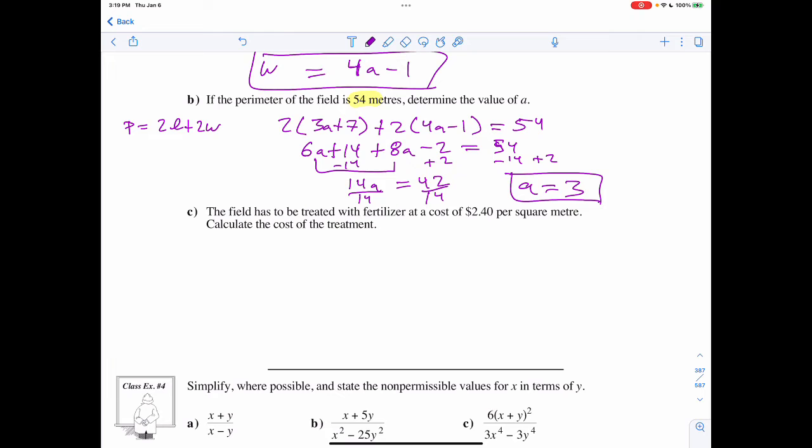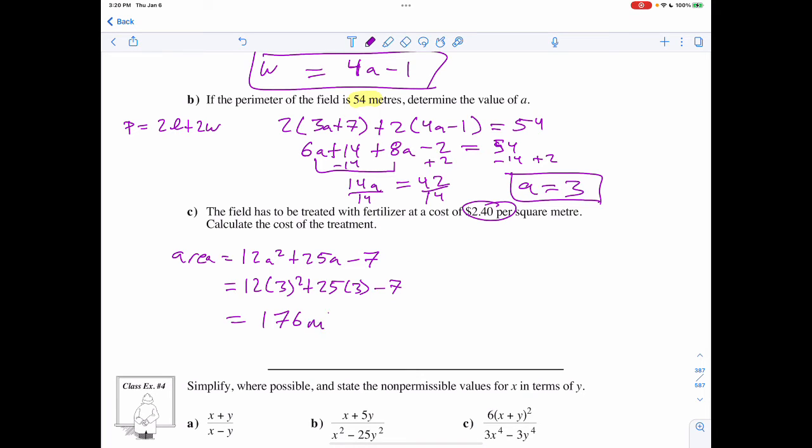When it says the field has to be treated with fertilizer that costs $2.40 per square meter, calculate the cost of this treatment. Well, now that I know what a is, I can calculate my total area. My area is going to equal, from my original equation, 12a squared plus 25a minus 7, which would be the same as 12 times 3 squared plus 25 times 3 minus 7. And when I put all that in, I should get 176 meters squared.